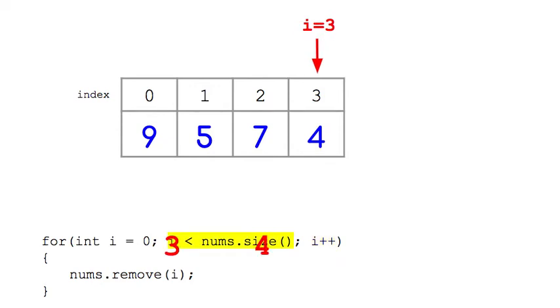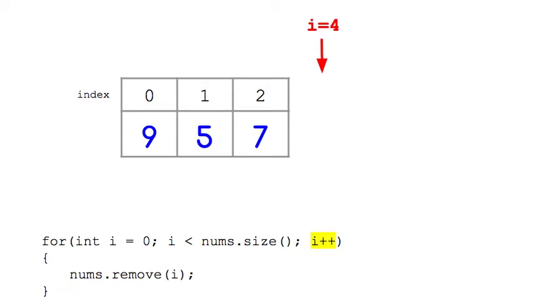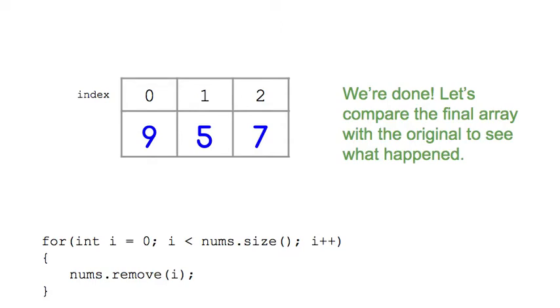We test, is 3 less than 4? Yes, it is. So we start removing the element at index 3. The array is smaller. We increment our variable because we reached the end of the for loop. We test, is 4 less than 3? That's false, so we know we're done.